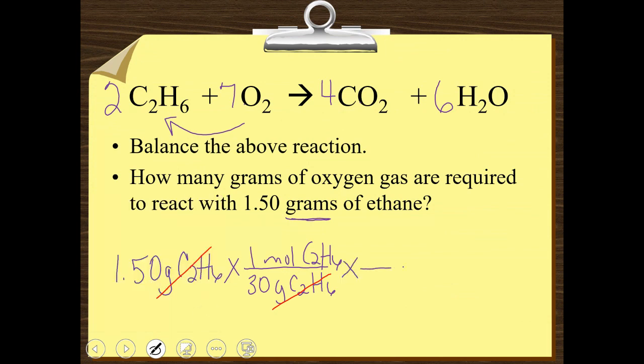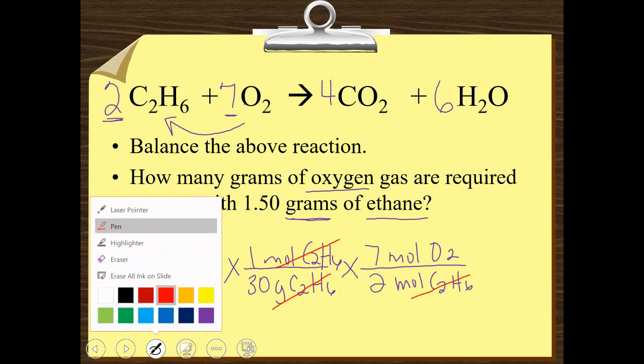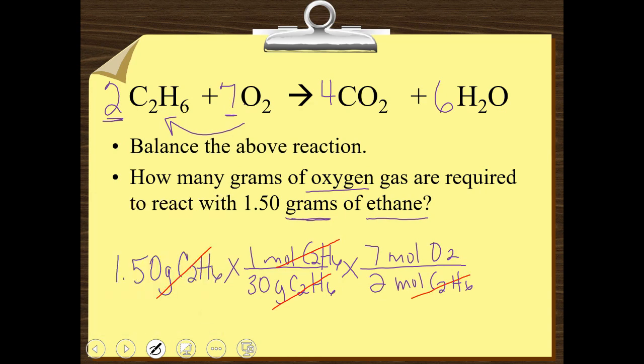So now we're ready to do the mole-to-mole ratio and switch substances from ethane to oxygen. It's a 2 to 7 ratio. I'm going to put the moles of ethane on the bottom, the moles of oxygen on the top. Why? So that my units divide out. Now, if this question said how many moles of oxygen, we're done, because our answer would be in moles of oxygen. But it says how many grams. We want the mass. So we have to add another step.